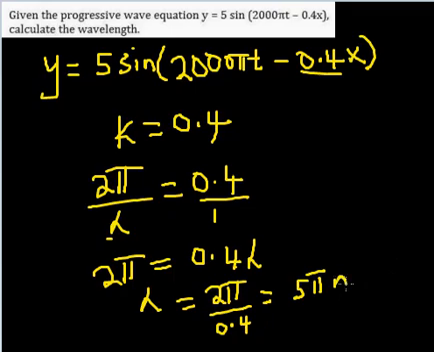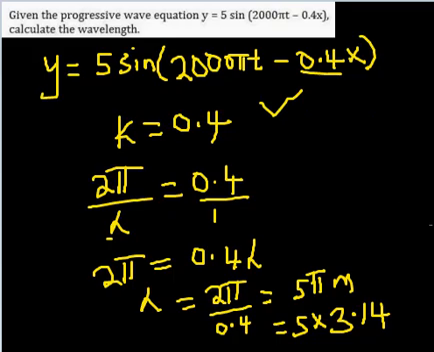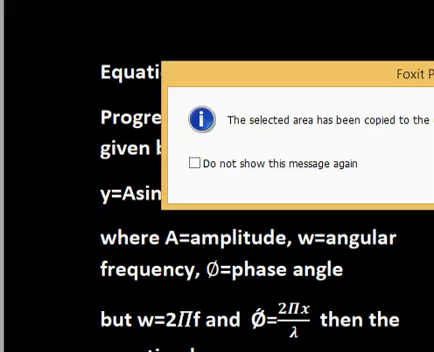So 5 pi meters. Of course, if the answer is not in terms of pi, you can actually put the value of pi. Pi is 22 all over 7, right? And of course 22 all over 7 is 3.14. Okay, so that is just it. I'm giving you a very good approach to solving questions that deal with wave equations. All right, so we can proceed.